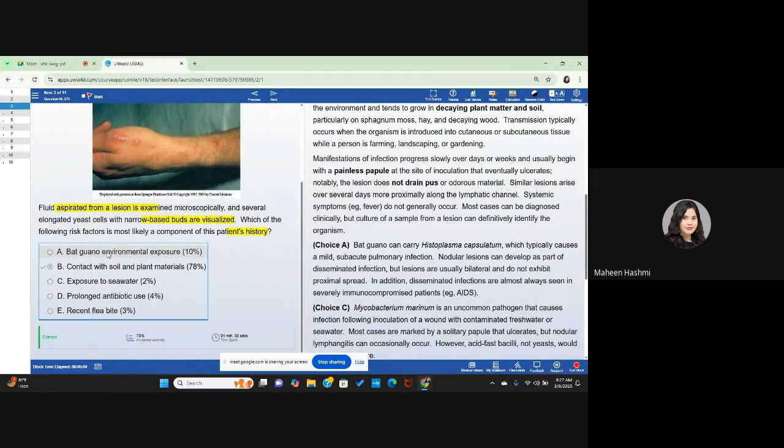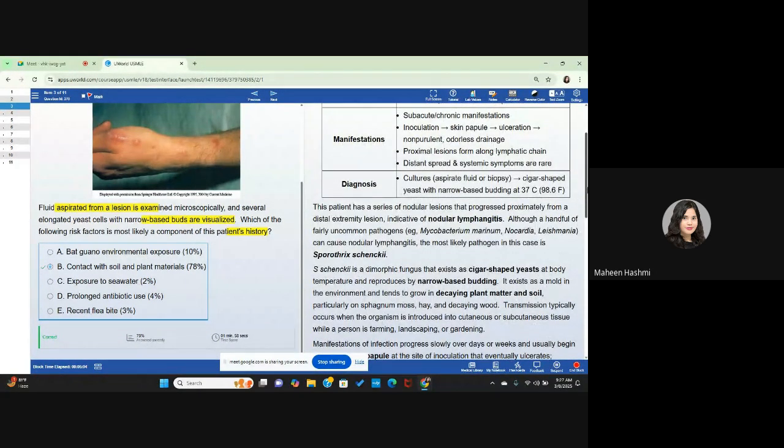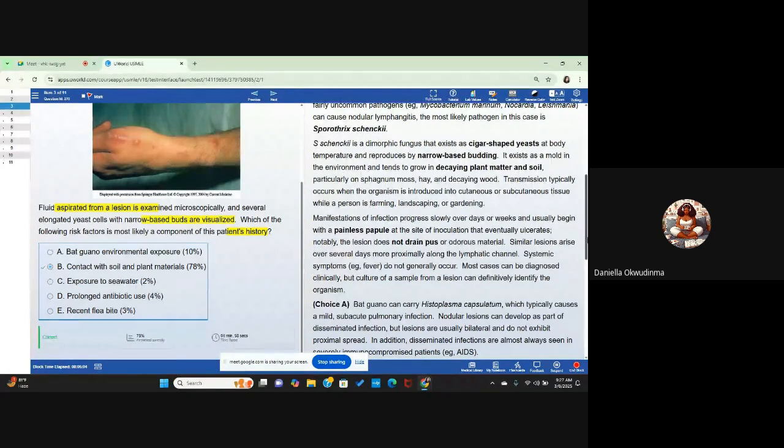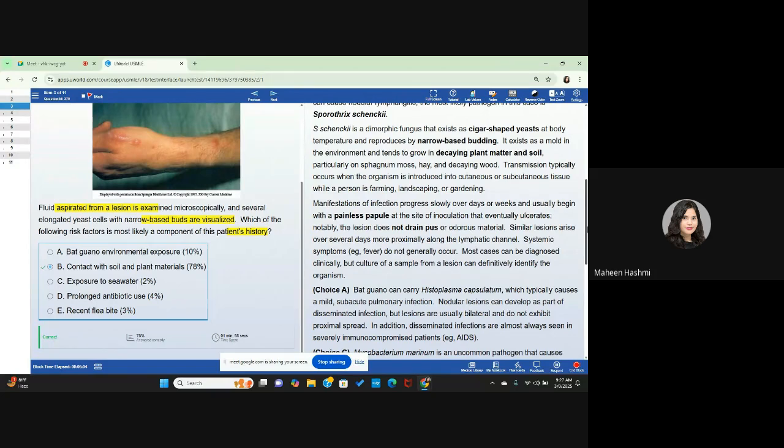What about where do you see bat guano environmental exposure? What disease is that? Histoplasmosis. Very good, due to exposure to caves or exploring caves. Where do you see prolonged antibiotic use? What's this? Pseudomembranous colitis.